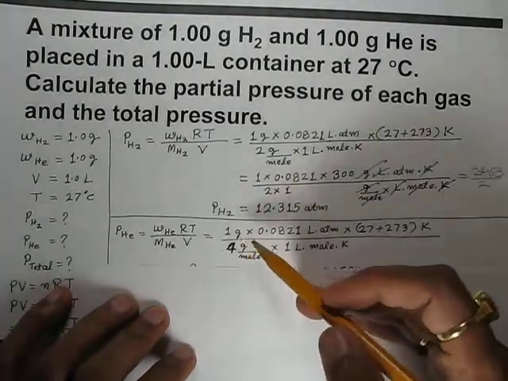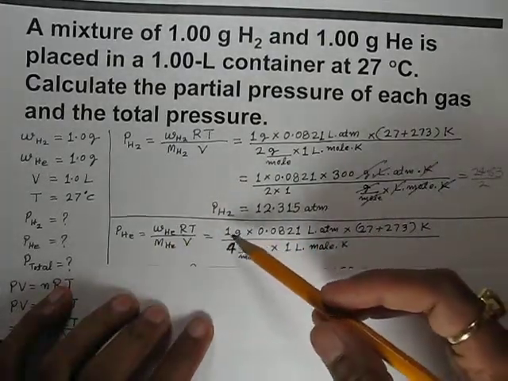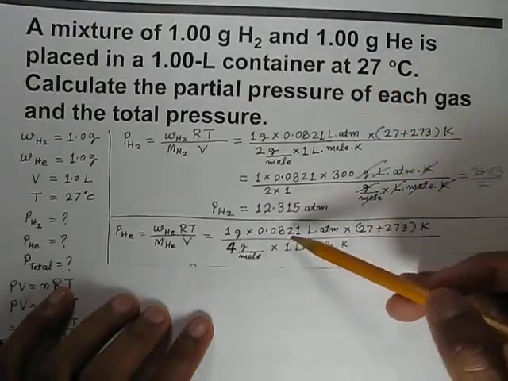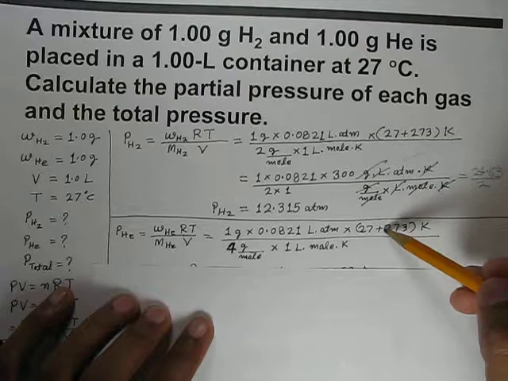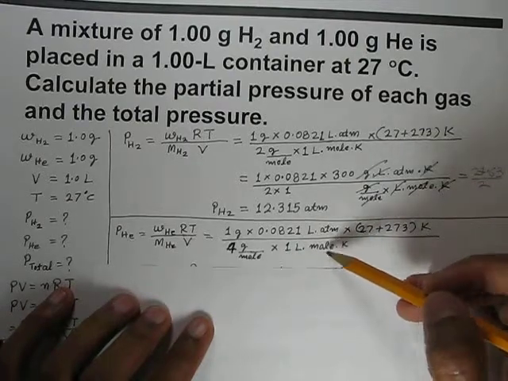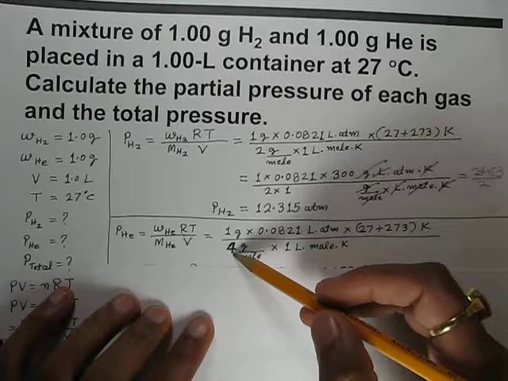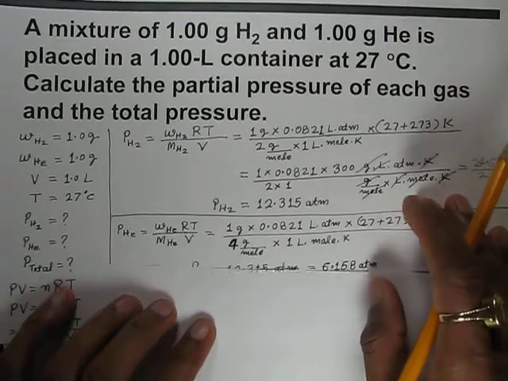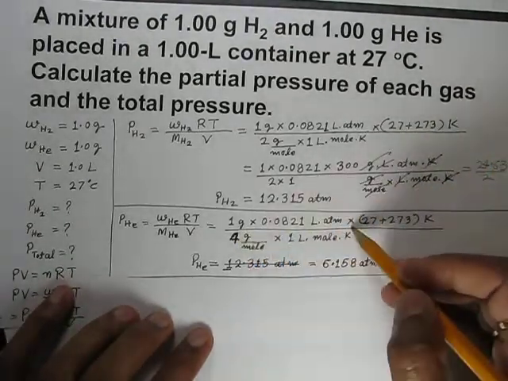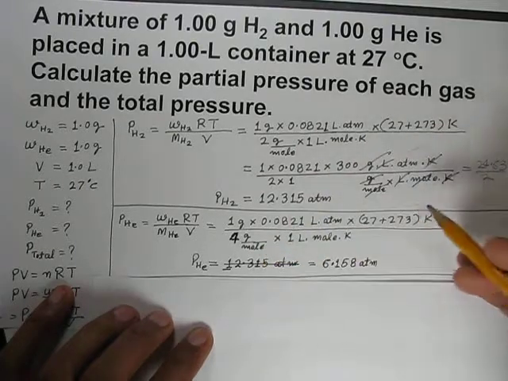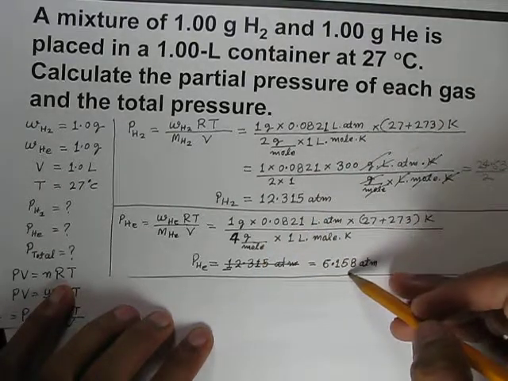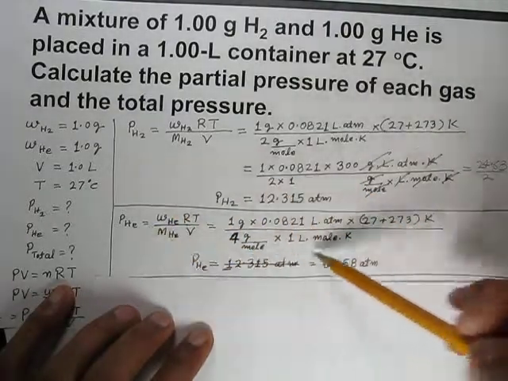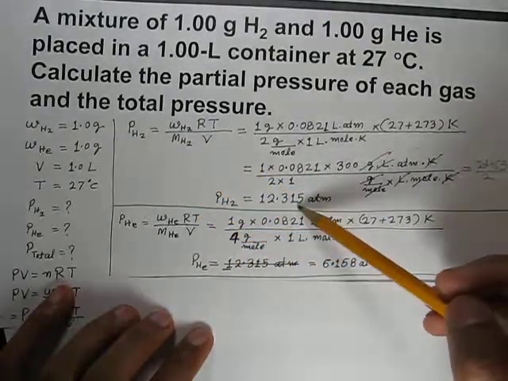Let's see the partial pressure for helium gas. Everything will remain the same: 1 gram of helium, because the quantity is the same as for hydrogen, the R value is the same, the temperature is the same, and the 1 liter volume is the same, but the molar mass will change because helium has a molar mass of 4 gram per mole. Once you multiply all these values and divide by 4, you will get an answer of 6.158 atmosphere. So this was the partial pressure for helium and the earlier one was for hydrogen.